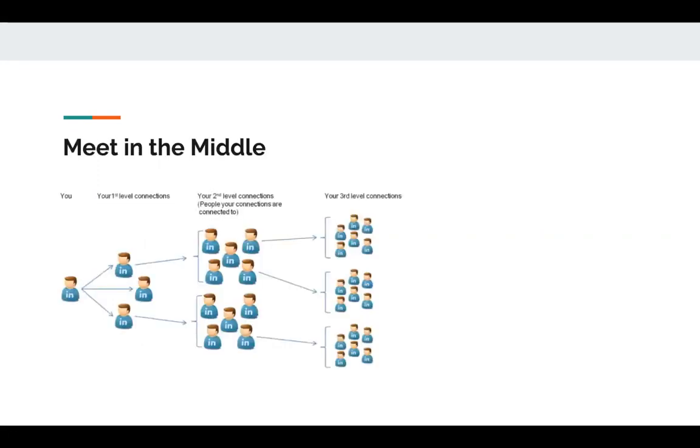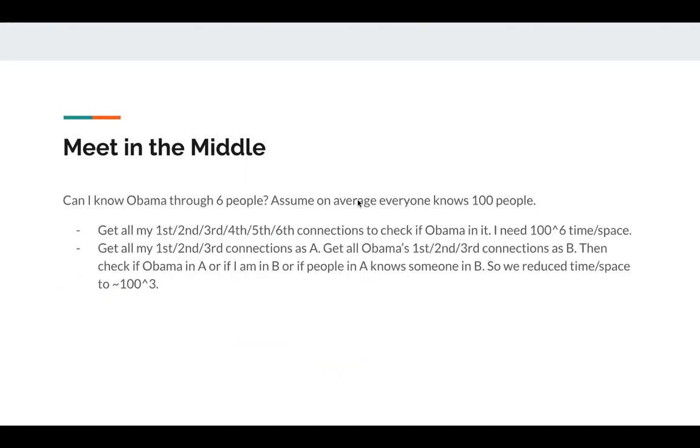Let's talk about a concept called meet in the middle. Assuming it's LinkedIn, we have first level connections, second level connections, third level connections. So can I know Obama through 6 people? Assume on average, everyone knows 100 people. The first naive solution is I can get all my first, second, third, fourth, fifth, sixth connections, and check if Obama is in it. For this approach, I need 100 to the 6 time and space.